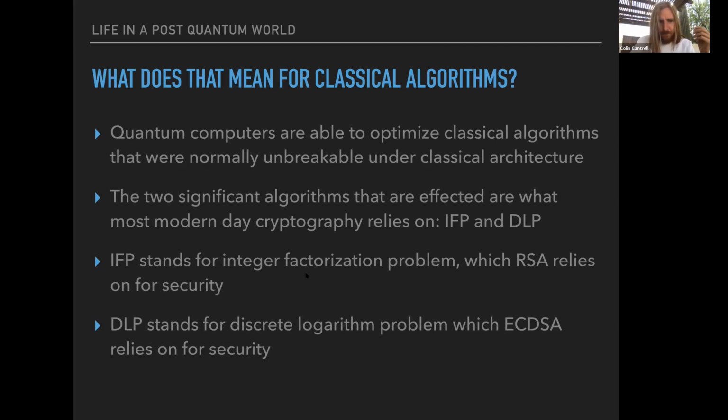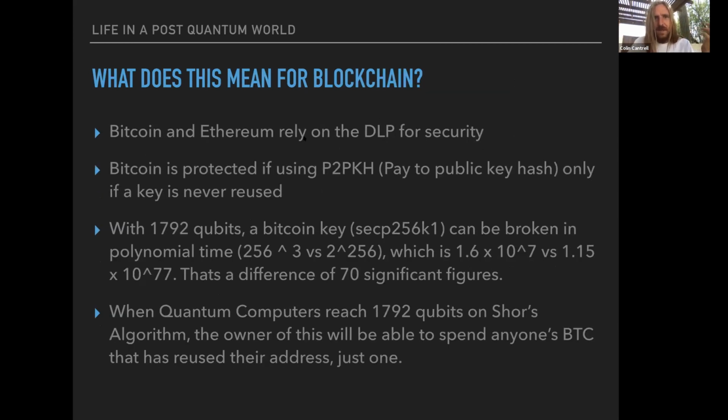Now, what does this mean for blockchain? Okay. Bitcoin and Ethereum rely on the discrete logarithmic problem for security. Bitcoin is protected using pay to public key hash only if a key is never reused. So that means that if I just create a Bitcoin address and I receive coins to it, you're fine, right? A quantum computer cannot break that.